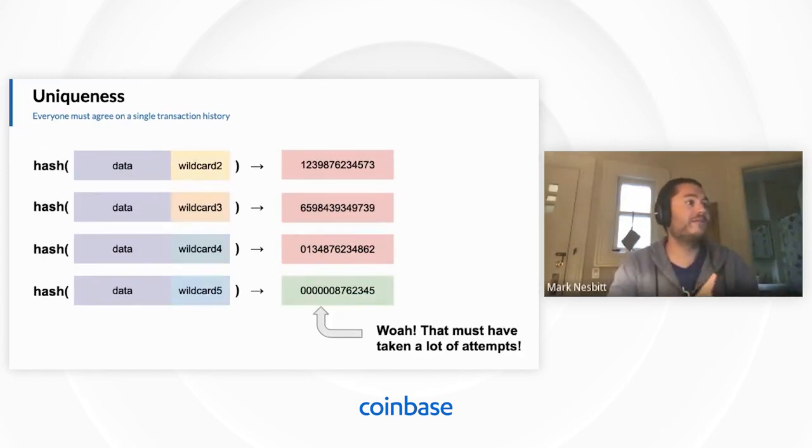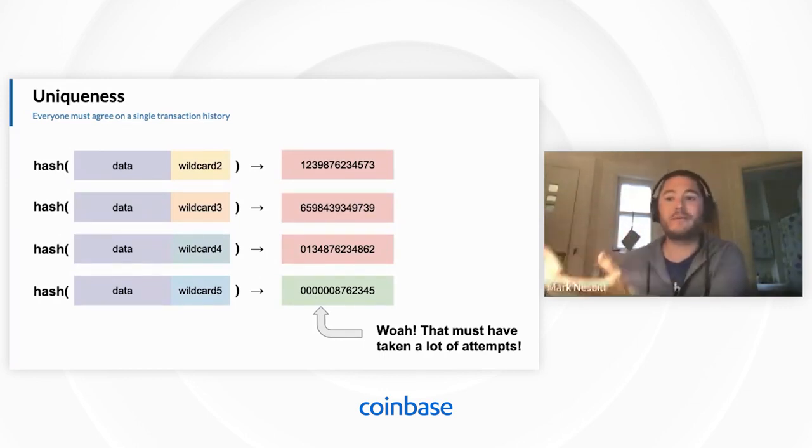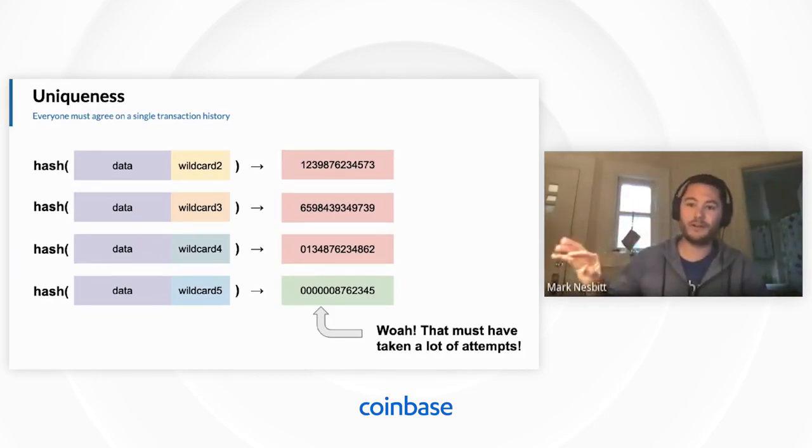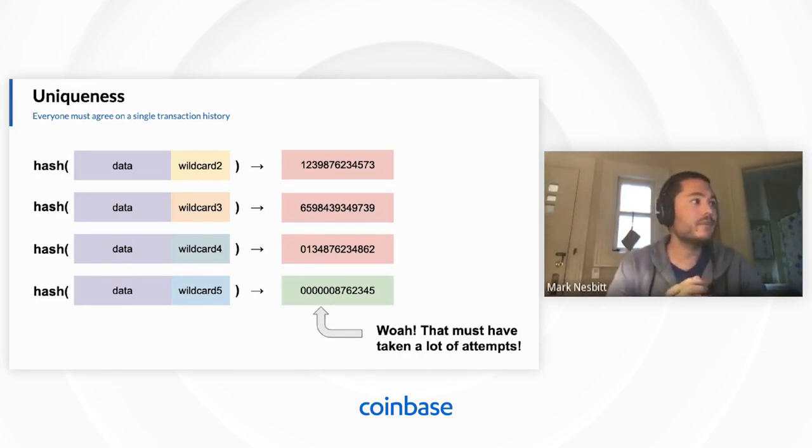Let's imagine we have some data, and then we're going to concatenate a wildcard, so like some extra data, but it's not data that we particularly care about. We have the data that matters to us, and then we have space for a little bit of extra stuff. That's the wildcard. And we're going to hash the 2 of these together. You can cycle through the wildcard. You could just count up. Maybe the wildcard is just a number that you're counting up.